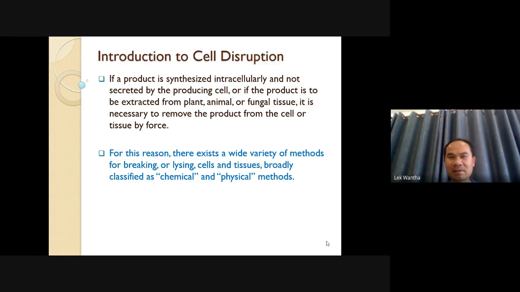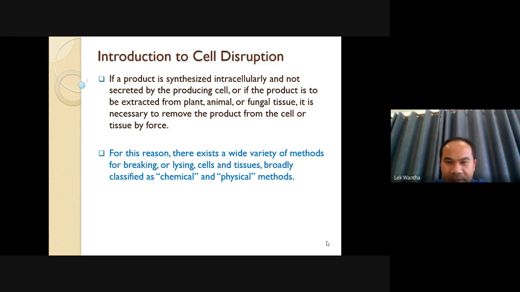The best technique, we call this disruption. We have to break the cell. That's right. And then the cell will release some product out of the cell, and then we can separate further by centrifugation or by filtration.